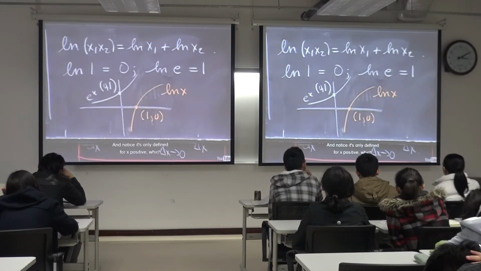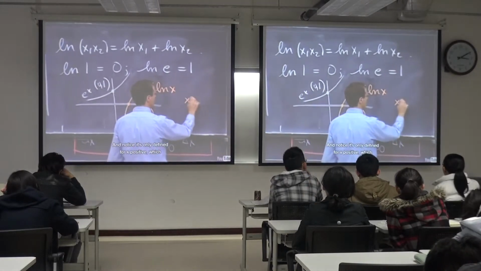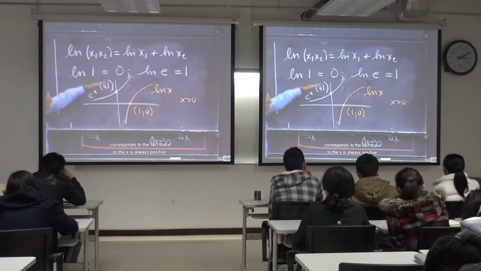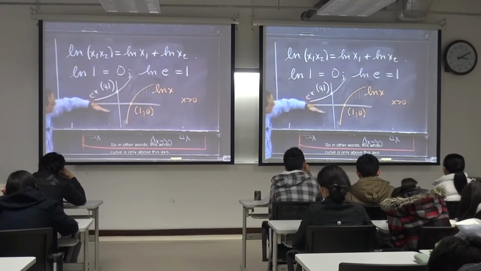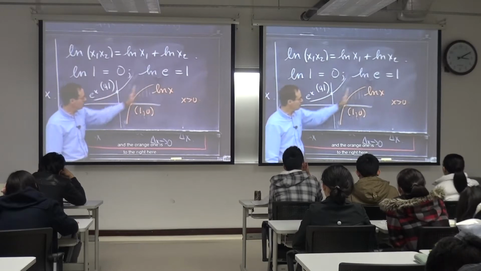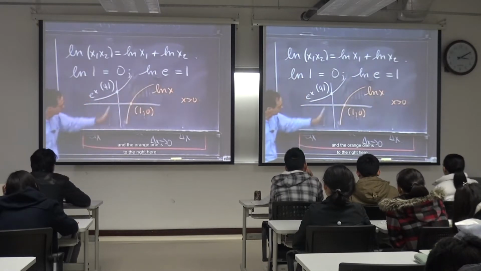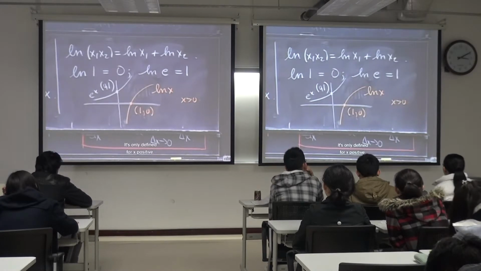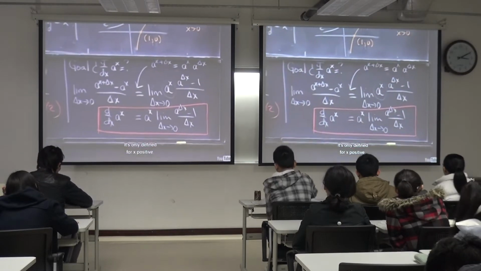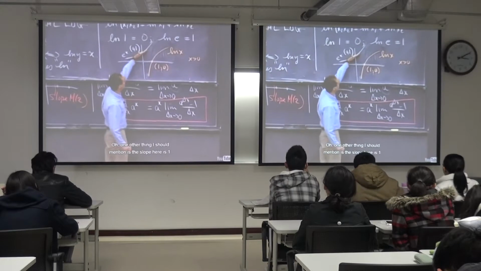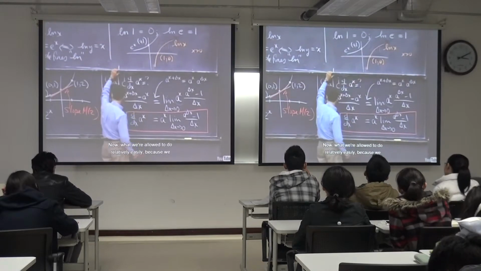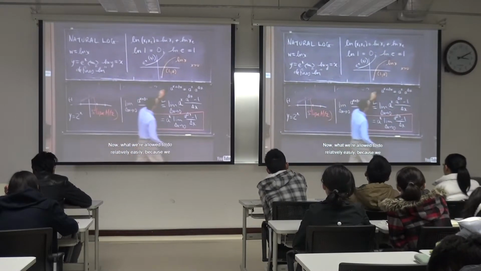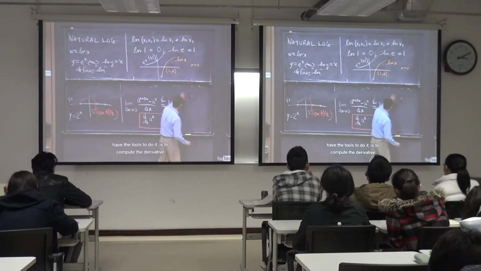And notice that it's only defined for x positive, which corresponds to the fact that e to the x is always positive. So in other words, this white curve is only above this axis, and the orange one is to the right here. It's only defined for x positive. Oh, one other thing I should mention is the slope here is 1, and so the slope here is also 1.